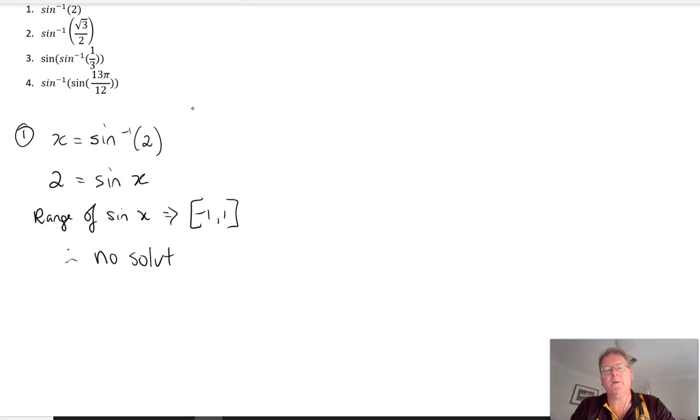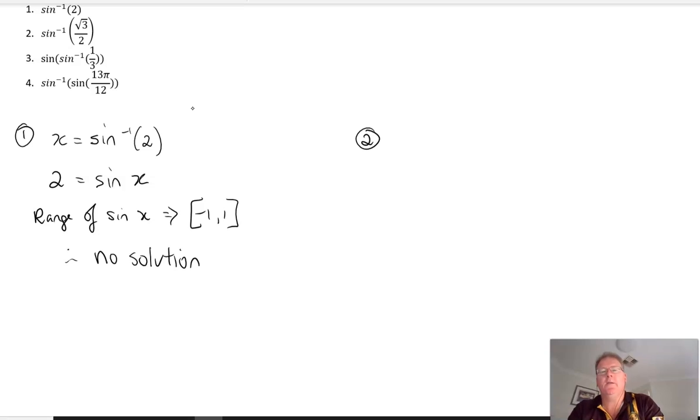And we know this already from when we try and do that on our calculators. You can't do it because the range is not between negative 1 and 1, so there is no solution. So that's what we write. There's no solution, or it doesn't exist, or something like that. Okay, let's try number 2.